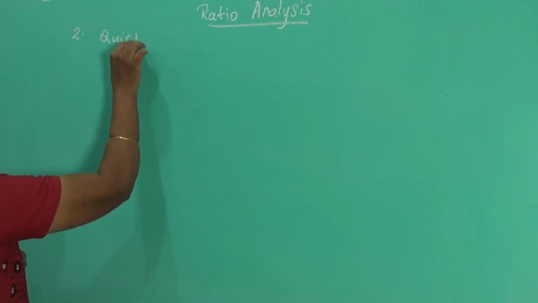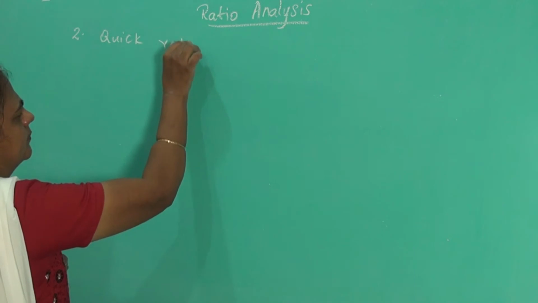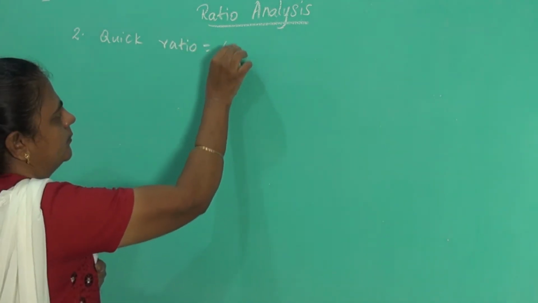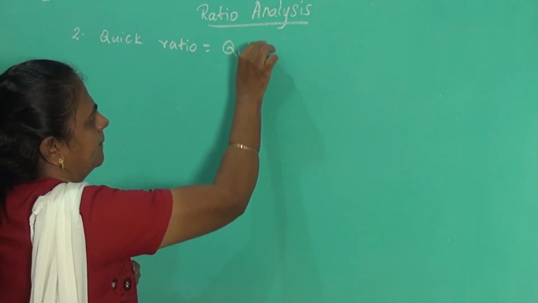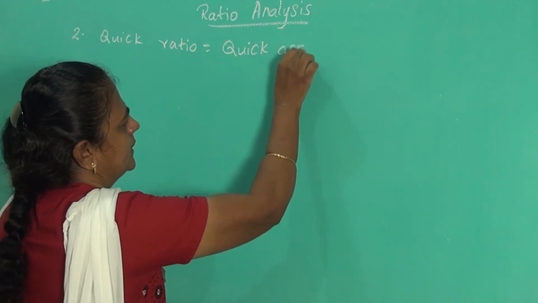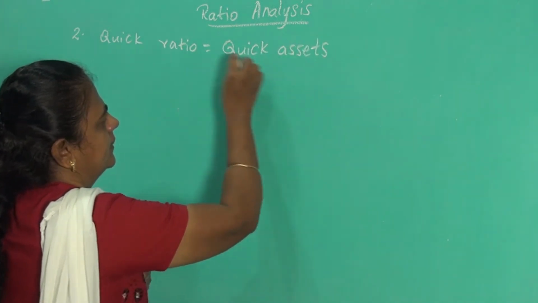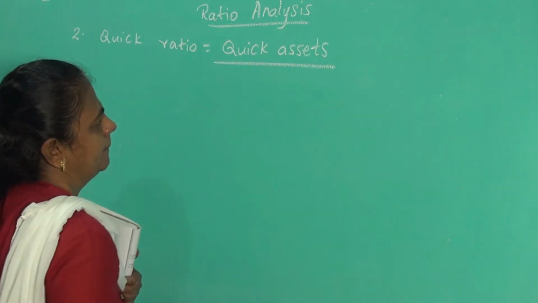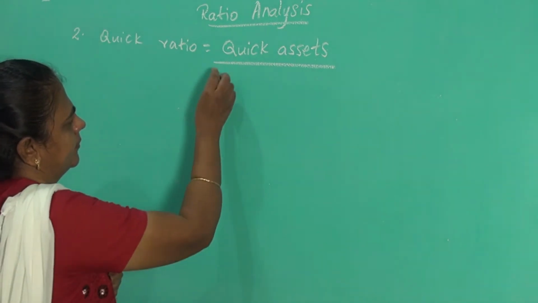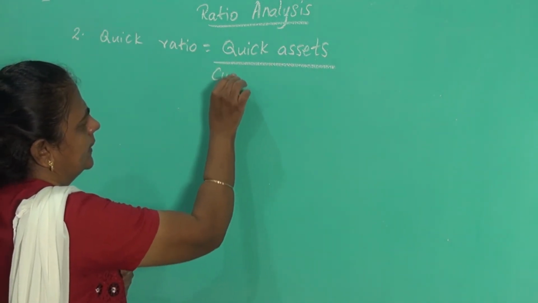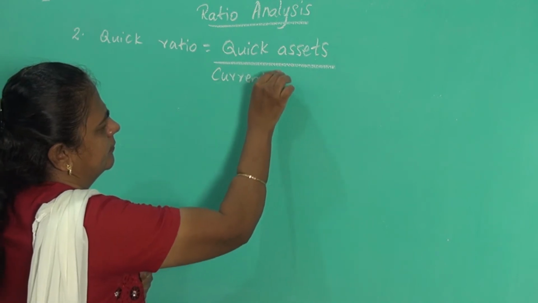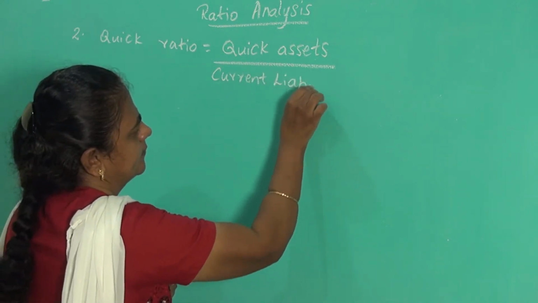Quick ratio. So quick ratio is equal to quick assets divided by current liabilities.